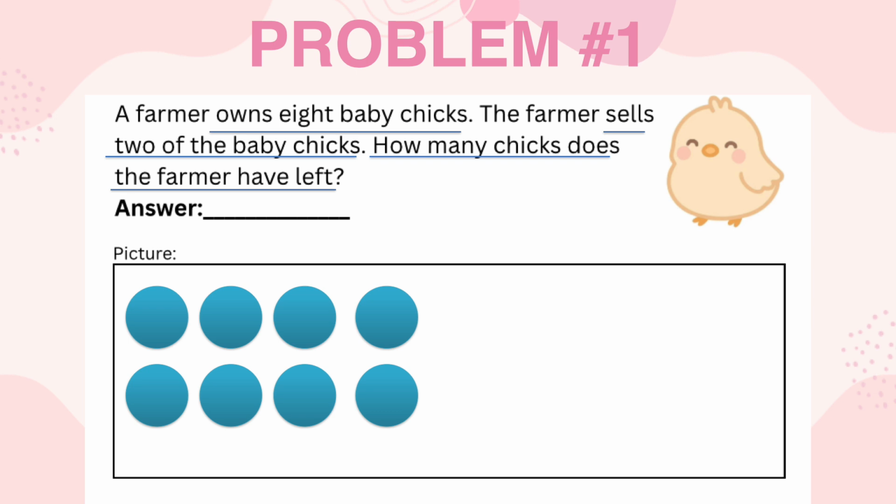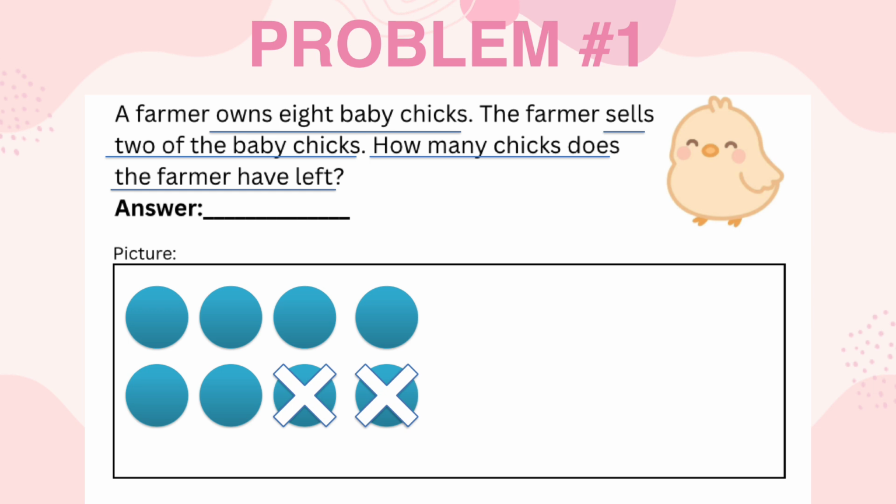However, the farmer sells 2 of his baby chicks. So he got rid of 2 of them. So I'm going to cross out 2 of mine. So here's 1 and 2. Well, now it's asking me how many chicks does the farmer have left? So let's count the circles that are not crossed out. So I have 1, 2, 3, 4, 5, 6. So that means the farmer has a total of 6 chicks left.